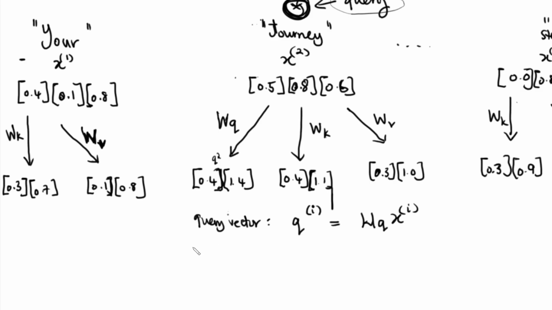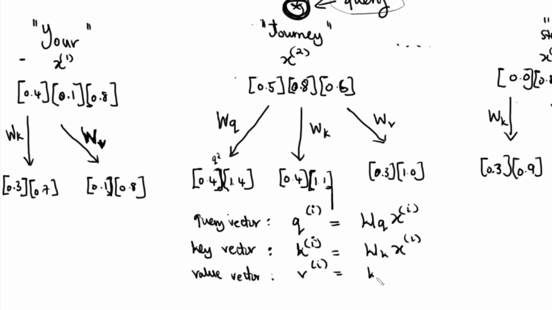And then our key vector, we are going to see what this all means. For now, let's just go with plotting our diagram. It's just going to be WK xi. And then our value vector, our vi, is equal to WV xi for that particular input. So that's what we have here.